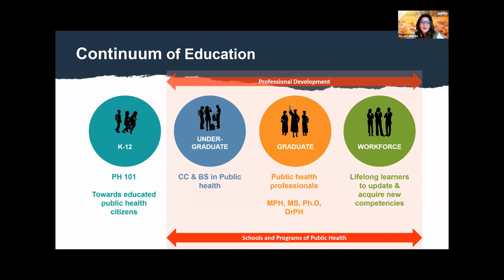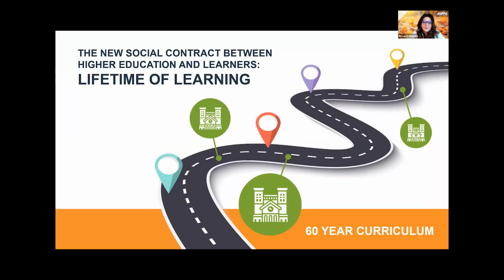And of course, we are already thinking that we need to incorporate Public Health 101 into K-12 education to produce educated citizens. The roadmap comes at a pivotal time for both fields, health and education. On the health side, we know that we need to raise preparedness, readiness, and workforce capabilities to perform the essential public health functions. And on the education side, in particular in higher education, we know we need a new social contract between higher education and learners.